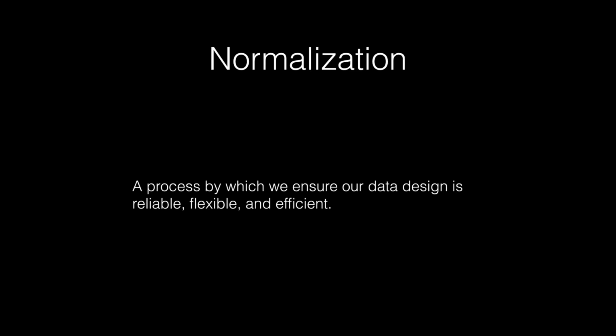Normalization is a process by which we ensure our data design is reliable, flexible, and efficient. So let's think about each of those words for just a moment. What makes something reliable? Something is reliable if you can count on it being always true, if you can count on it not having any errors, if you can count on it being stable. So think of all those words in terms of reliable. And when we think about making data lists, what are things that can happen with data lists that could make them unreliable? Well, there could be user error in the lists.